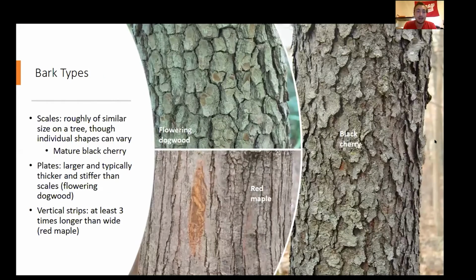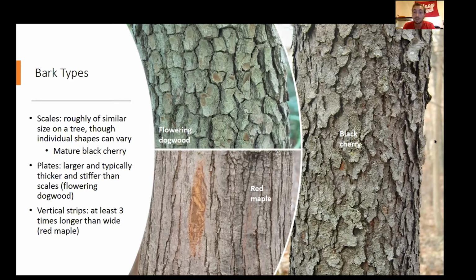You can also have scales, which are of roughly similar size on a tree, though the individual shapes can vary. This is well seen in our mature black cherry trees, which is on the far right. We also have plated bark, so larger and typically stiffer than scales, and that can be seen in our flowering dogwood. And vertical strips, just these strips of bark that are at least 3 times longer than wide, which can be seen in our red maple, mature red maple.